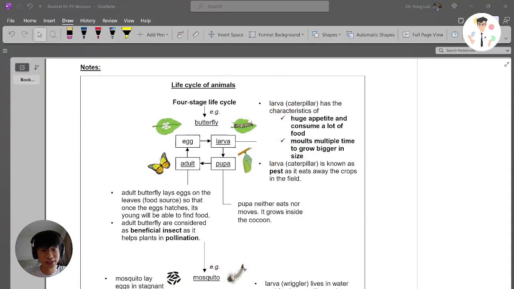Welcome back to Teacher Class, and now we are looking at life cycles of animals. Now we are focusing on the 4-stage life cycle. In the previous video we discussed the 3-stage life cycle, and now we are focusing on the 4-stage life cycle.